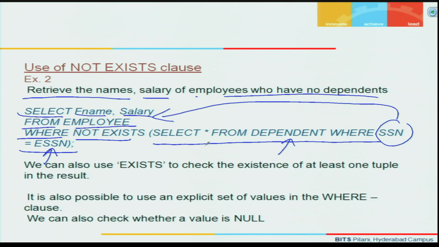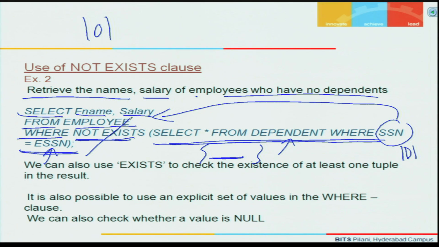If something is there, at least one tuple will be in the resulting set, and then not exists means what? If nothing is there, then only it should evaluate to true. It is exactly opposite to that of the exists clause. So suppose 101 is an employee who does not have any dependent, then the execution of this inner query for the employee SSN 101 will result in no tuples. That's why this not exists will evaluate to true. For that employee, the name and salary will be displayed.